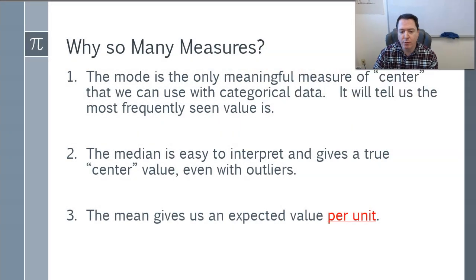So when I have issues with outliers, and as we talked about in the section about distribution shapes, when I have significant skew in one direction or another, which leads to outliers, I'm often going to want to pick the median because it's not going to be affected so strongly by that. The mean is harder to interpret. It's got some great properties in more advanced statistics courses that I'm just not going to get to in an intro to statistics section in a math class. But it can give us this expected value per unit.